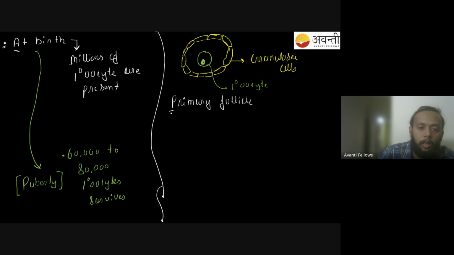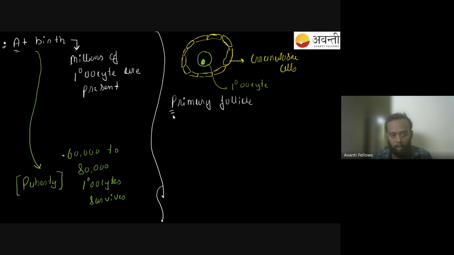Okay. So assume that at the time of birth, the female child will have a large number of oocytes inside the ovary, and all of them have a covering of granulosa cells, and that is called a primary follicle. So always the primary oocyte is within the primary follicle. And now assume that this is the girl who has just been born, and after 13 years something will happen over here.